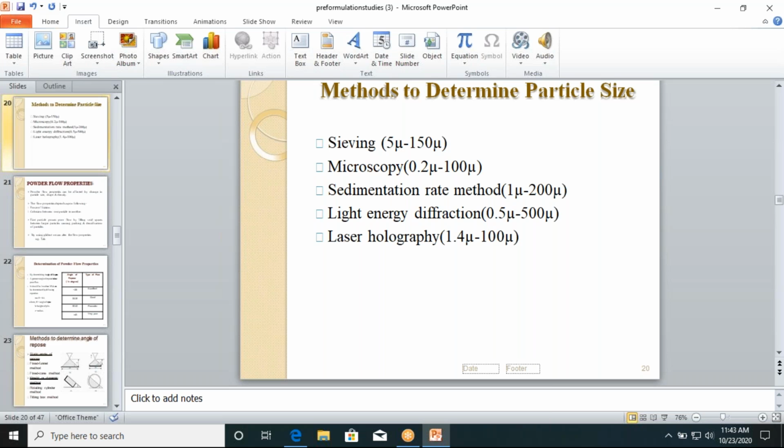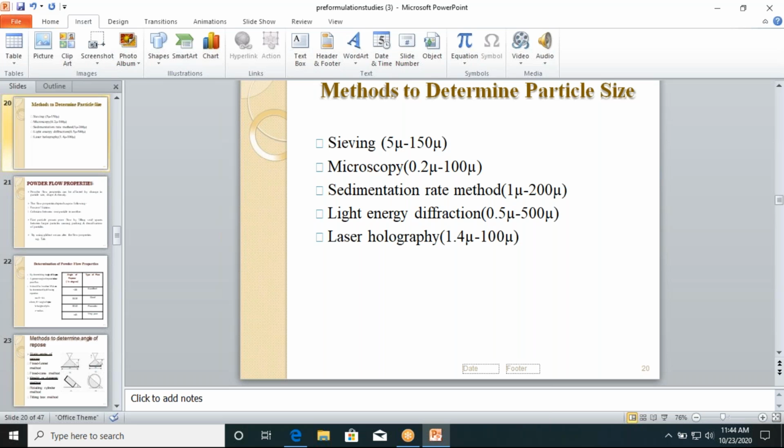Although with the microscopic method, you can determine the size from 0.2 micron to 100 micron. It is universally accepted, and it is a direct method of determining the particle size distribution of powders. So you can directly mount the powder under the microscope, and you can determine different resolutions. It is from 0.2 micron to 100 micron.